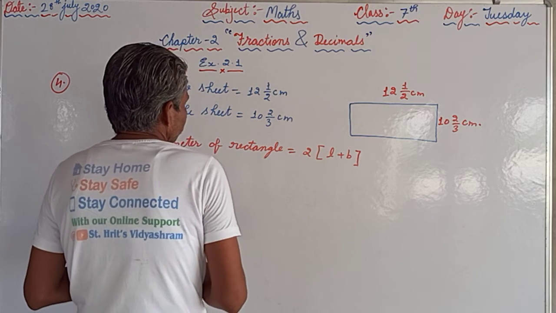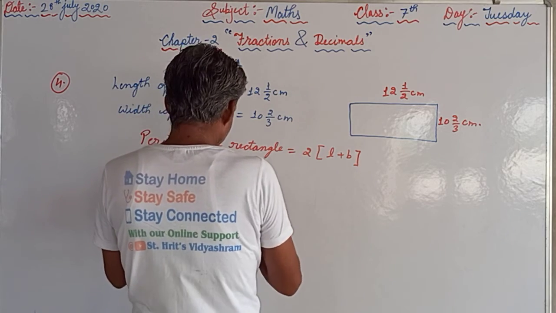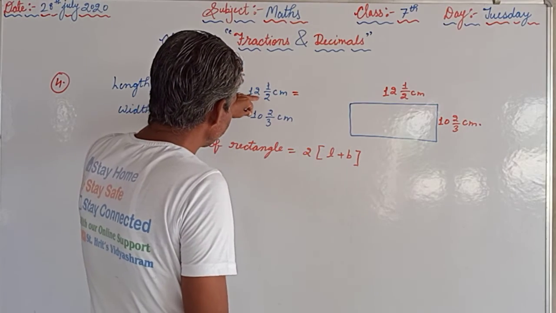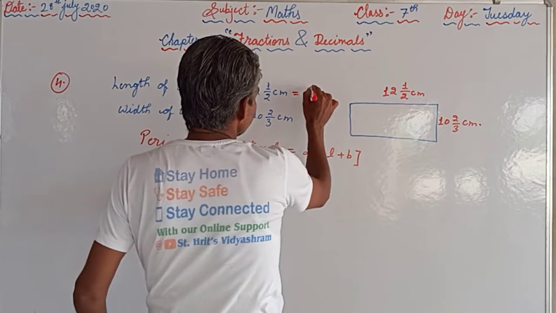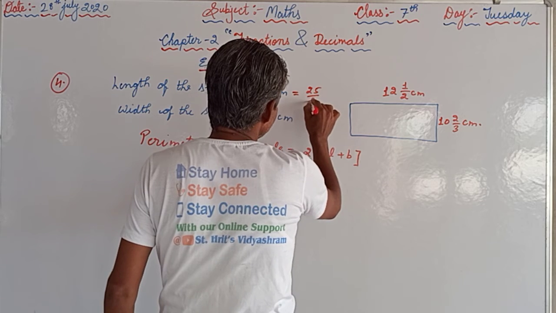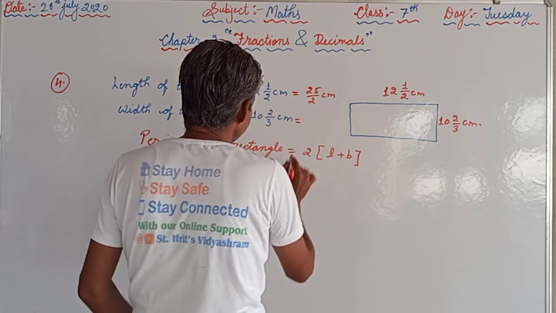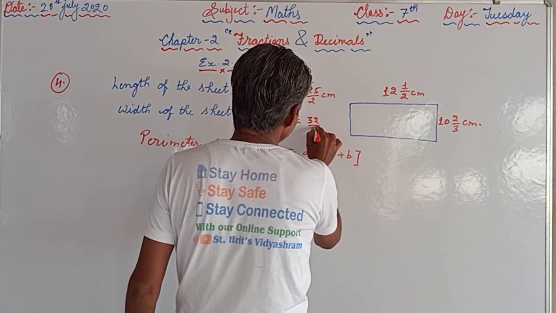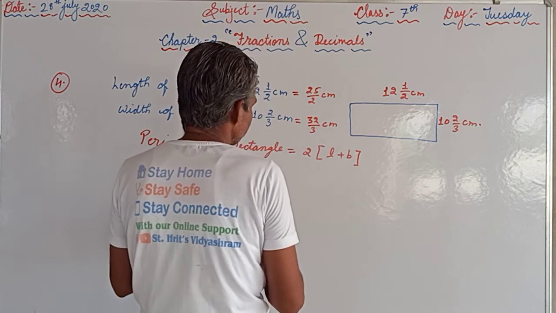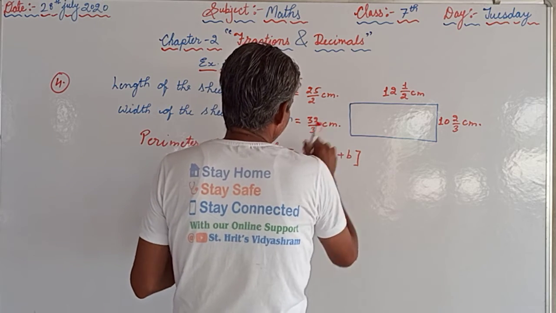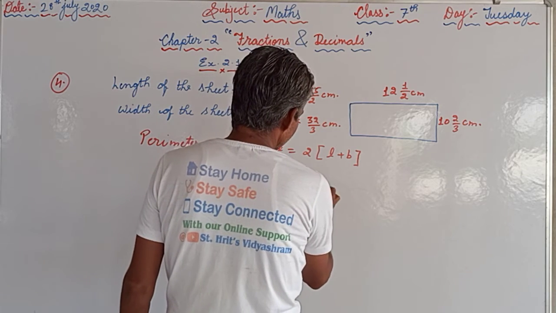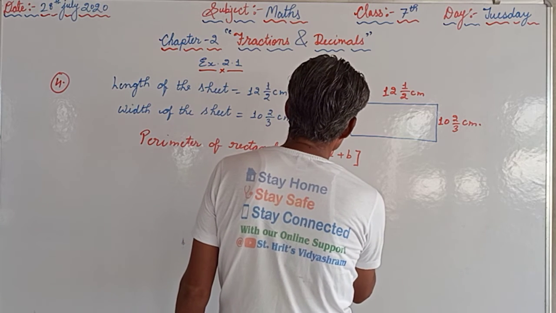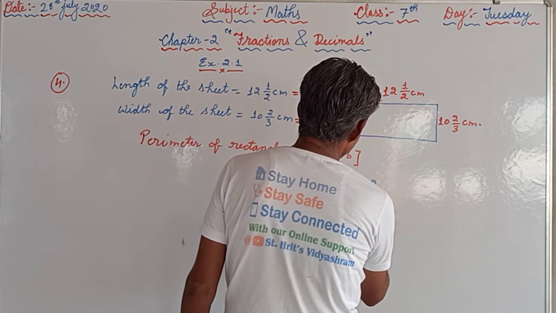First of all, we are supposed to convert that into improper fraction. To convert into improper fraction, we multiply 12 into 2, 24. 24 plus 1, 25 upon 2 centimeters. Here 10 into 3, 30, 30 plus 2, 32 upon 3 centimeters. So now we will find the perimeter, means 2 into 25 upon 2 plus 32 upon 3.